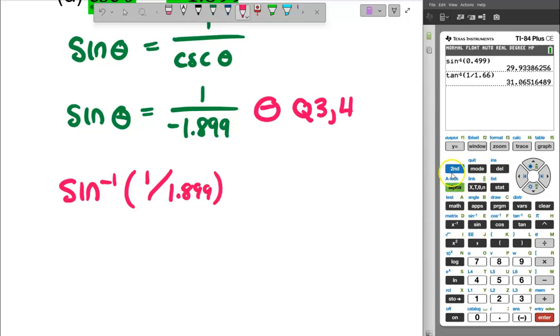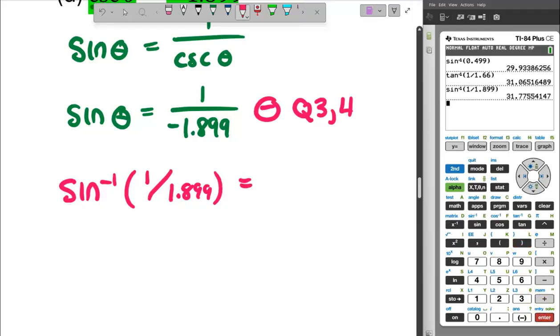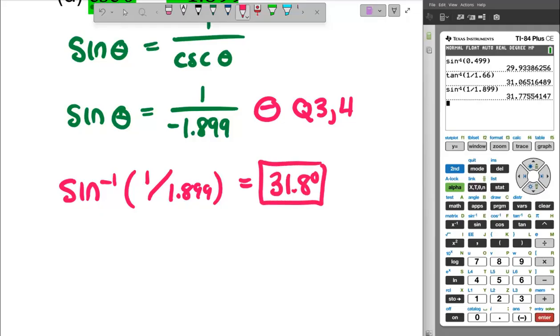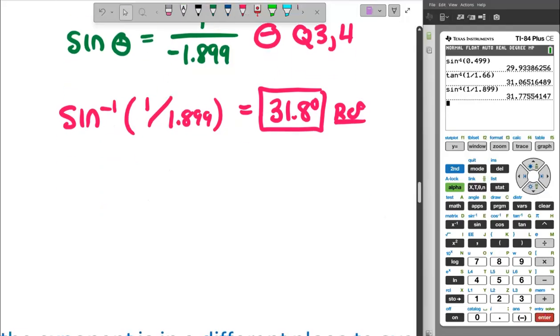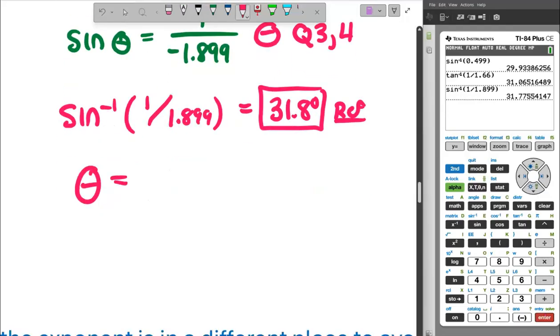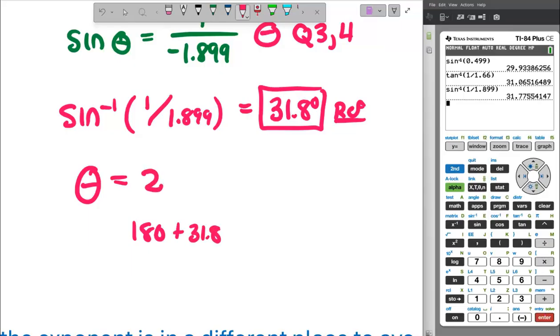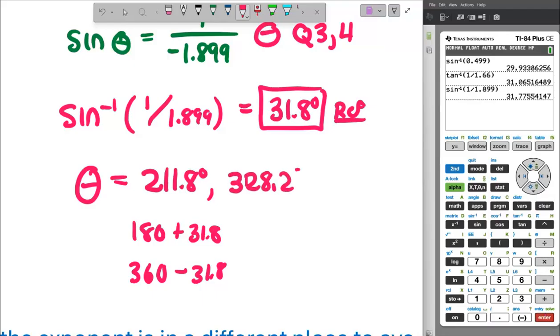So once again, for the last time, we're going to go second sine, 1 divided by 1.899. And when I do that, we're going to get a reference angle of, actually really close to the last one, 31.8 degrees. That's just a coincidence. That is not our answer. It is our reference angle. But we are going to get our quadrant 3 answer by doing 180 plus 31.8. That's going to give me 211.8 degrees. And then finally in quadrant 4, 360 minus 31.8, which gives me an answer of 328.2 degrees.